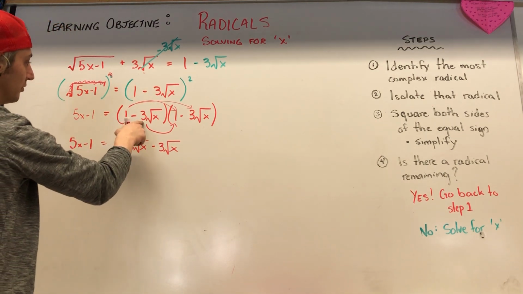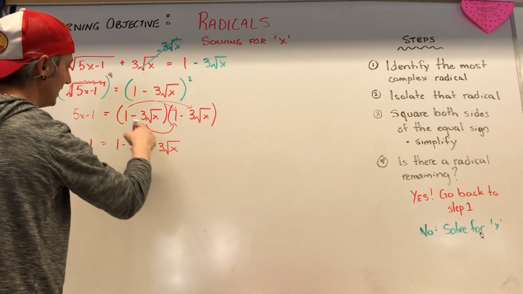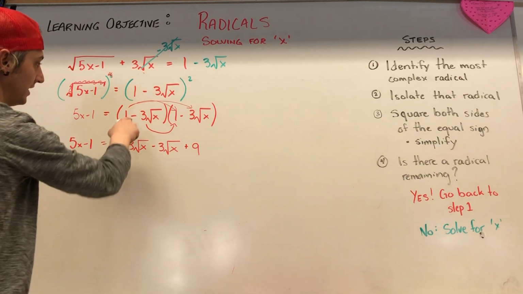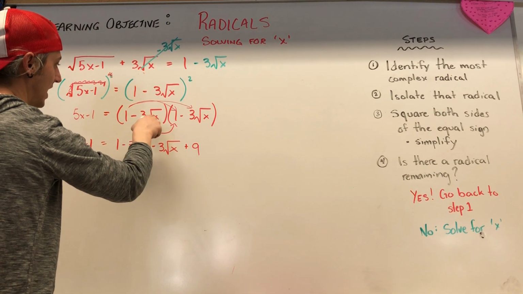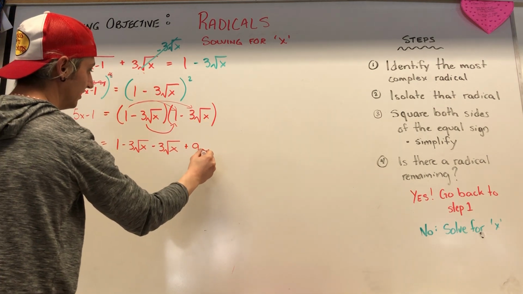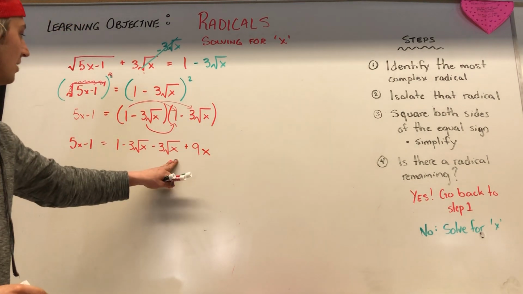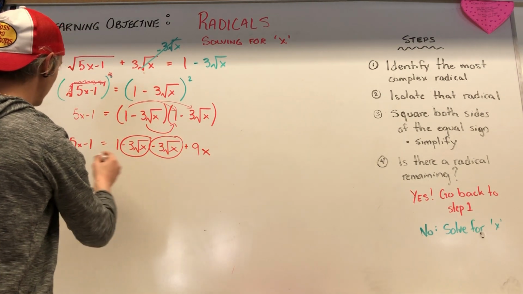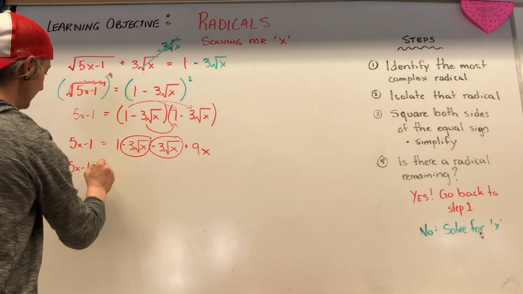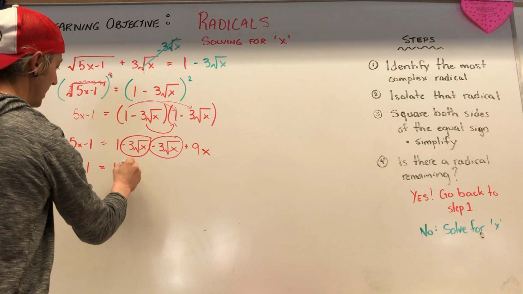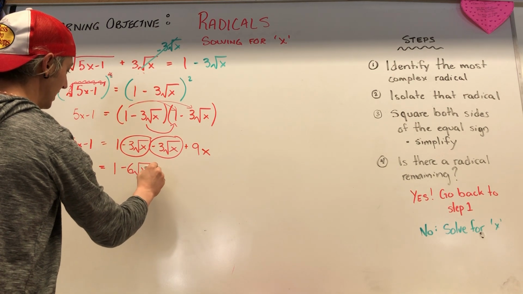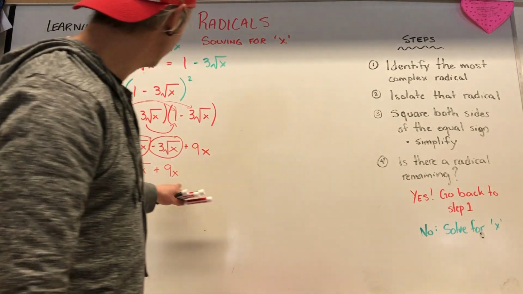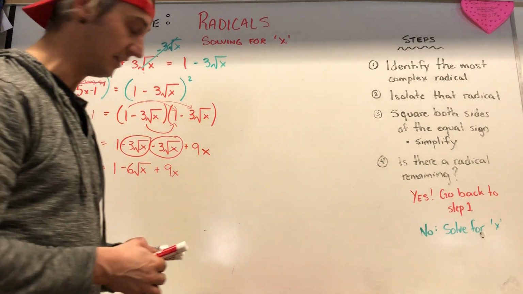And then negative 3 square root of x times negative 3 square root of x is, well, the 3's are going to multiply together to give me a positive 9, negative and negative, 3 and 3 come together. And then the square root of x times the square root of x is just x. So that becomes this. And I am going to simplify by recognizing that I have 2 negative 3 root x's. So 5x minus 1 on this side is going to be equal to 1 minus 6 root x plus 9x. Now, is there a radical remaining? Yes, there is. Now I have a negative 6 root x.